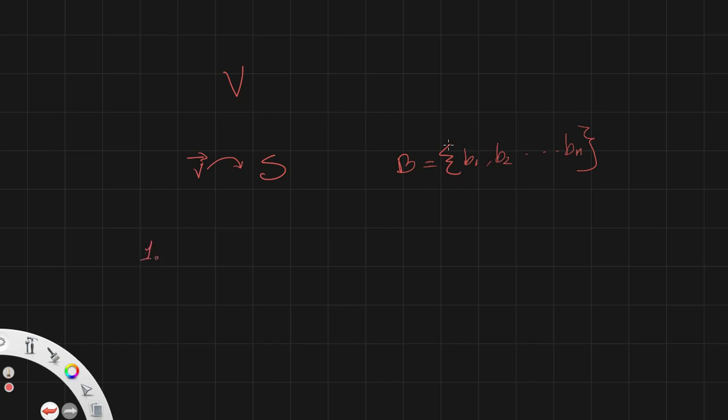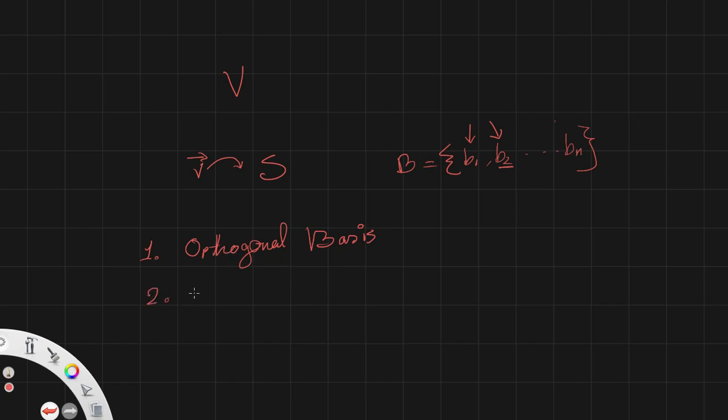Number one, when this basis is an orthogonal basis. So what exactly is an orthogonal basis? It's pretty simple. When the vectors of a basis are perpendicular to each other, so B1 is going to be perpendicular to all the other vectors, B2 is going to be perpendicular to B1, B3, B4, all the other vectors. So every vector is perpendicular to all the other vectors. If that happens, we call that an orthogonal basis.